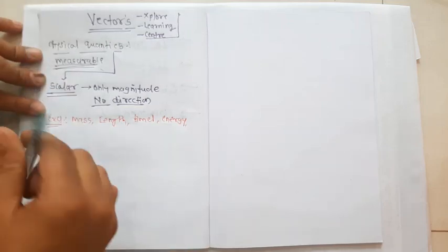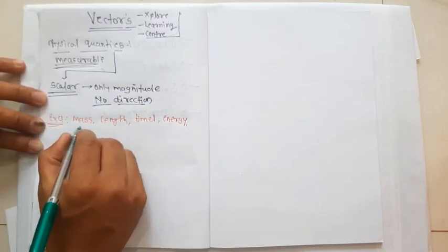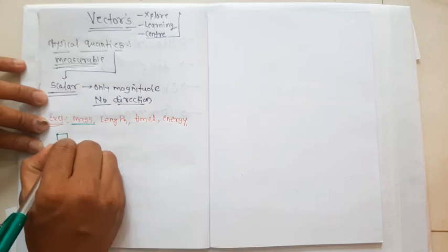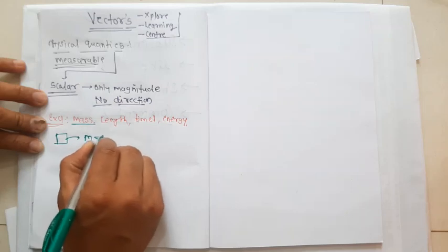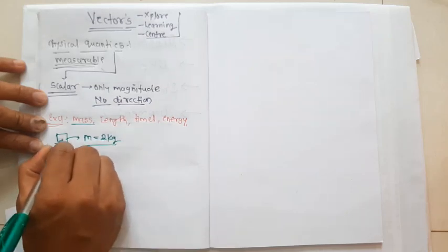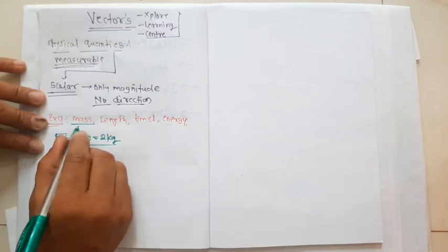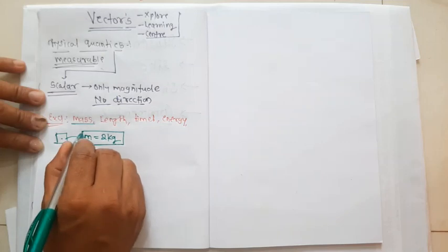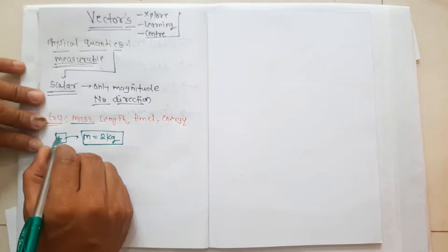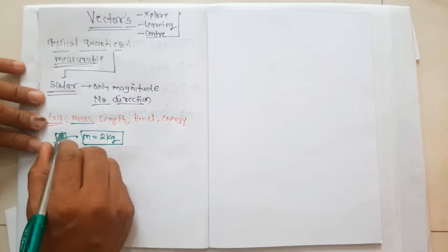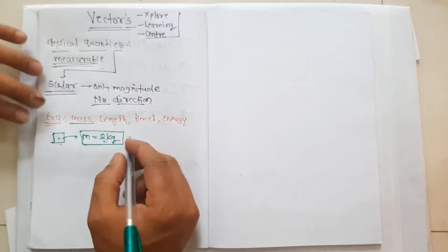So how to represent these? Suppose this is an iron block, and this iron block has a mass of m equal to 2 kg. Whether you place this iron block towards the east, west, south, up or down, any direction, the mass will remain the same. Whether you measure the mass looking towards the east or the north, it remains the same. So it does not depend on direction; it only has a magnitude.